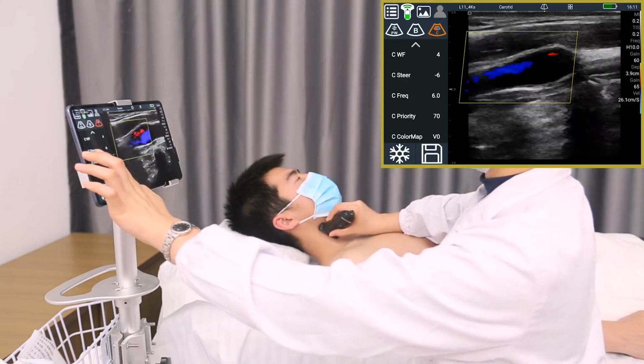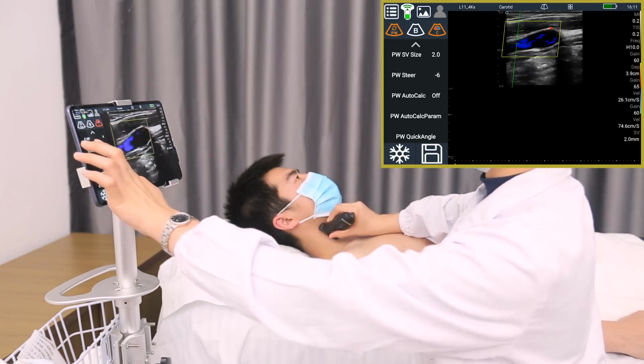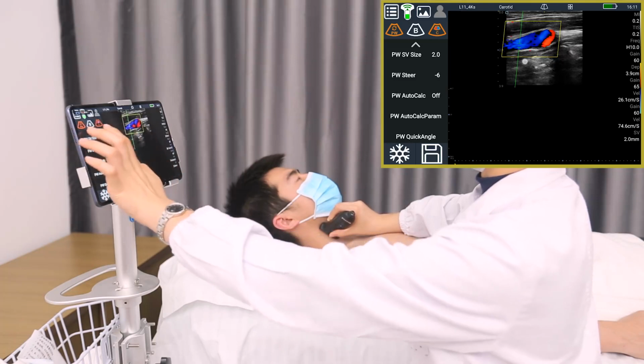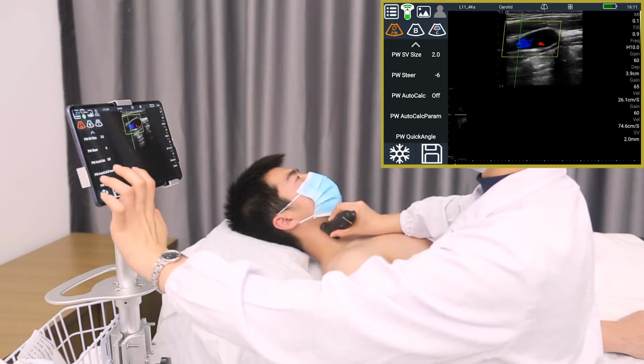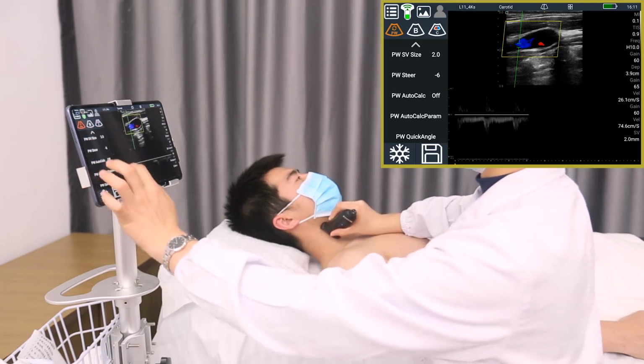The clinical common carotid artery is often used to observe and evaluate the blood flow status, and determine whether there is plaque or stenosis. Click color Doppler mode to observe the blood flow pattern, and click PW mode to observe the blood flow velocity measurement.